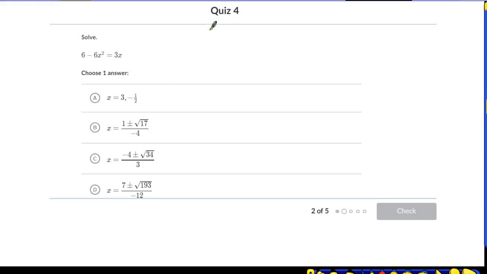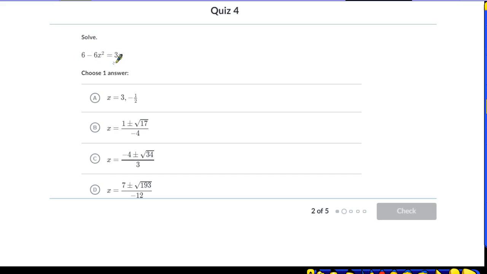All right, this is quiz 4 in Khan Academy Quadratics, and we're going to try to solve this problem. And it looks to me like we might end up needing the quadratic formula. Now, if you really know what you're doing, you could also get this very same answer using completing the square, but let's take a look and see what's more practical.